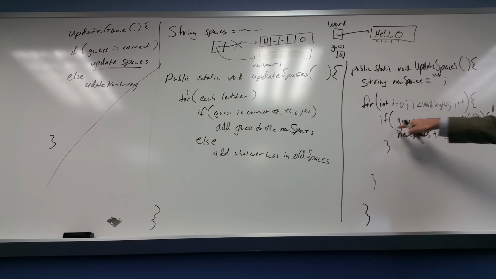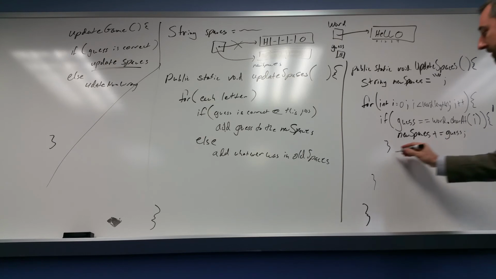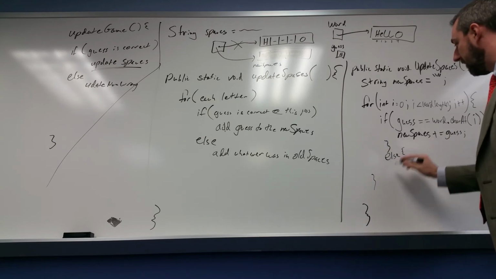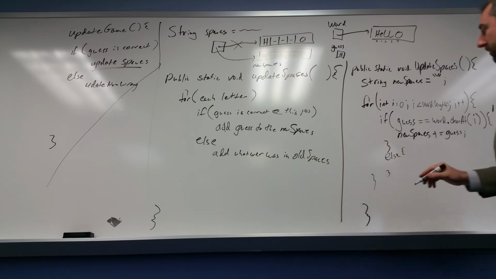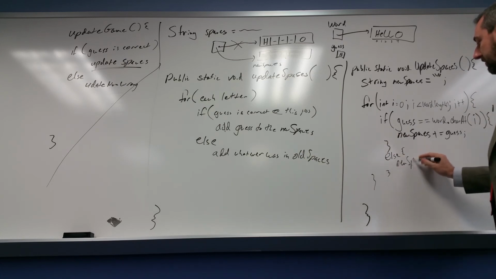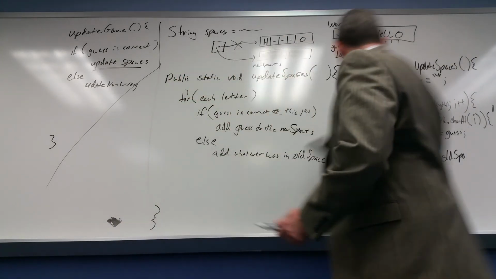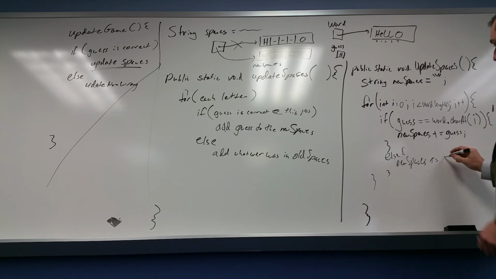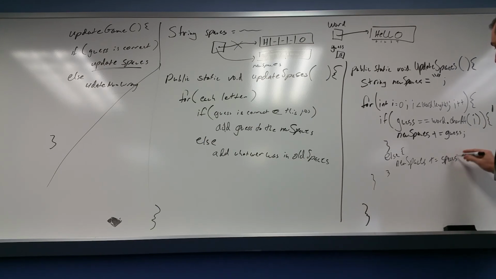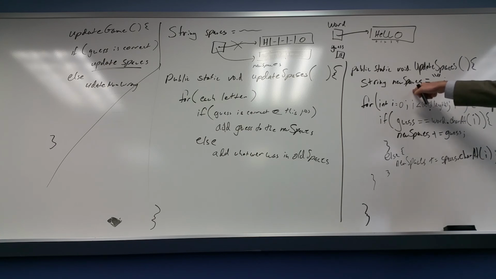Go through each letter of word. If the guess matches the current letter in word, then add the guess to new spaces. Otherwise, so else, otherwise add whatever is in old spaces. All right, so new spaces should have added to it whatever was in the old spaces. So old spaces, oh, can't say old spaces, it's just called spaces. My bad. Add to it spaces.charAt(i), same thing. Now, make new spaces that are blank.